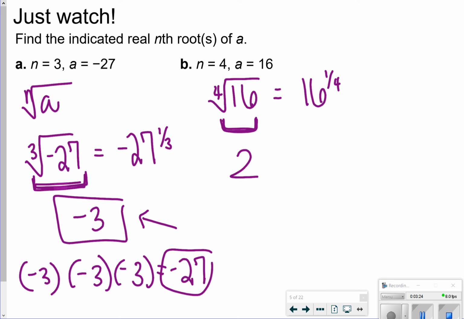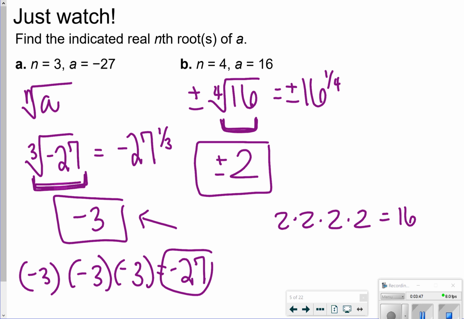But if you go back to your chart, n is even and a is greater than 0, that means your answers can be plus or minus. So plus or minus 2 would actually be your answer here, because you could do 2 times 2 times 2 times 2 and get 16. And you could also do negative 2's 4 times and get 16 as well. Okay, so that is why we give that positive or a negative option. It's not saying that we would intermix them. It's just saying we could have all positive 2's or all negative 2's.